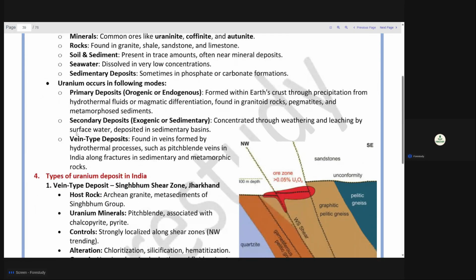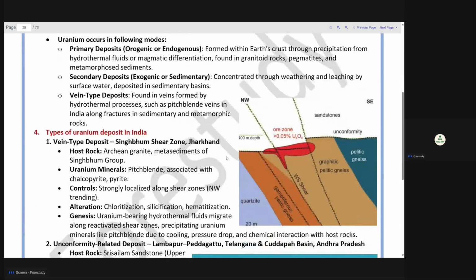Then we have vein type deposits, which are very common, found in veins from hydrothermal processes, such as pitchblende veins in India along fractures in sedimentary and metamorphic rocks. You can see these are the ore zones greater than 0.05% of U3O8. Then we have sandstones, unconformities, granite, metamorphic gneiss. This is not an important diagram to draw in your exam, but just to visualize things.